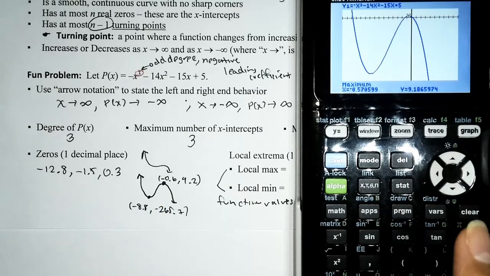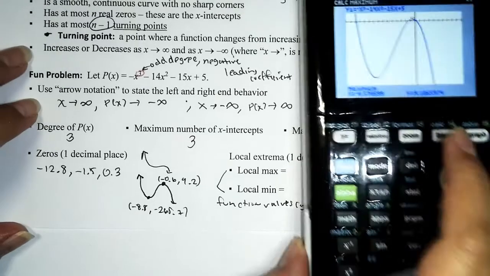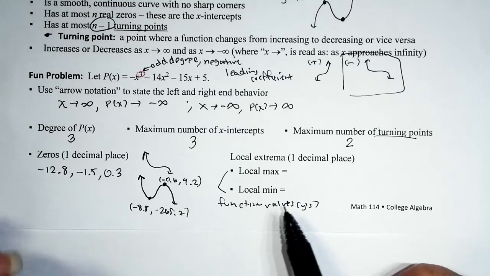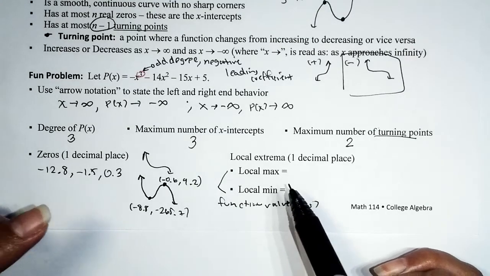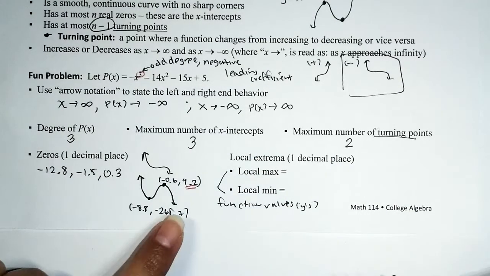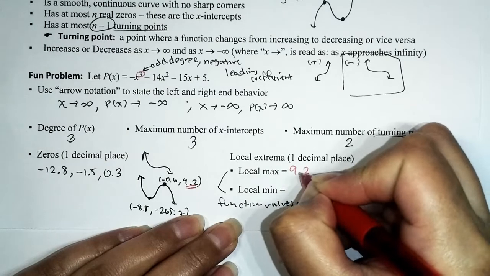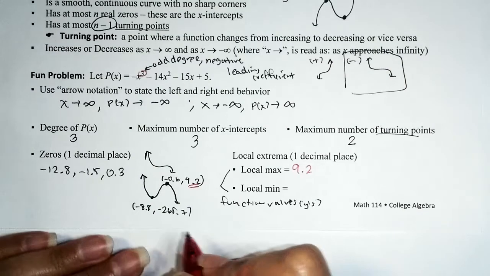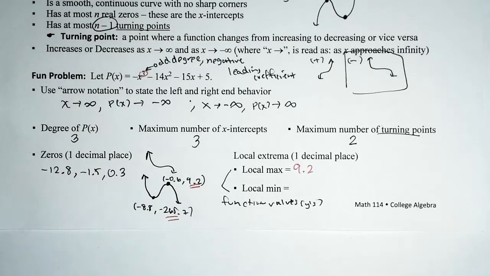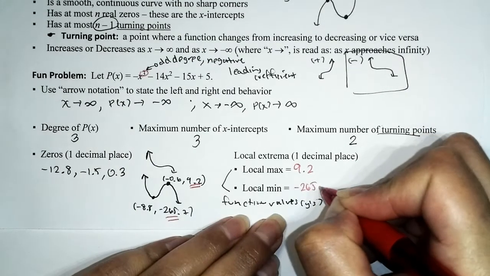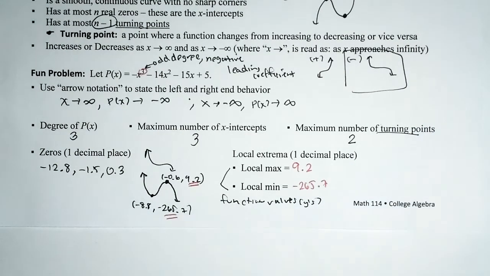My calculator is in the way, so let me look at the screenshot that we took. For the local extrema, we want to know what is the local maximum value. For the maximum value, we look at the function value. In this case, the local maximum value is given by 9.2. What is the local min? The local minimum value is the low function value. In this case it's given by negative 265.7. Fantastic.